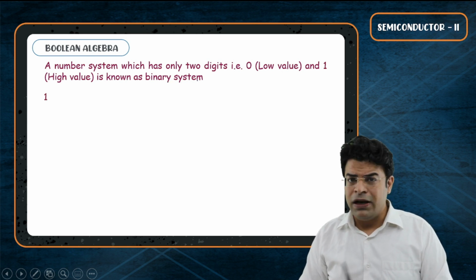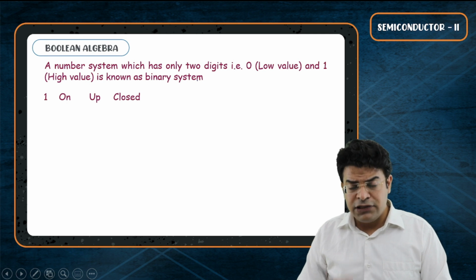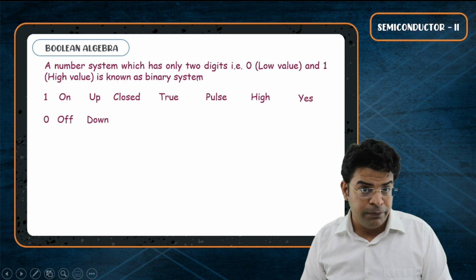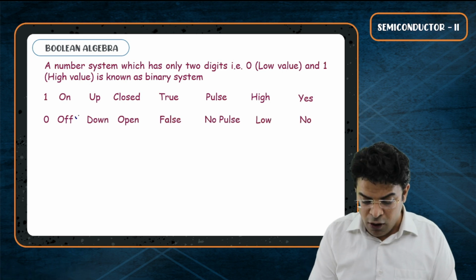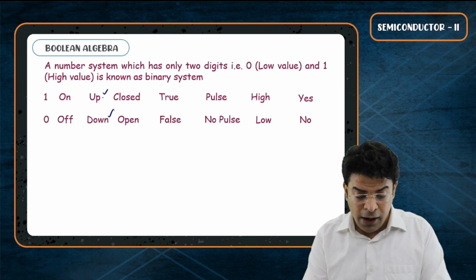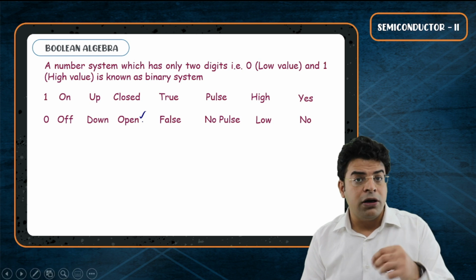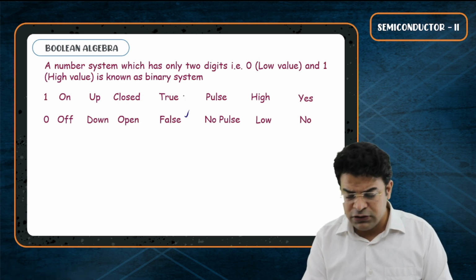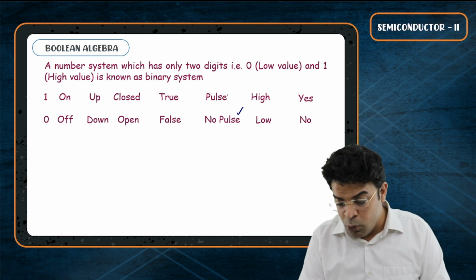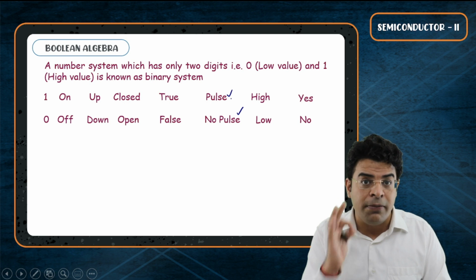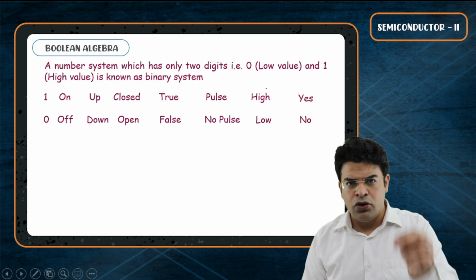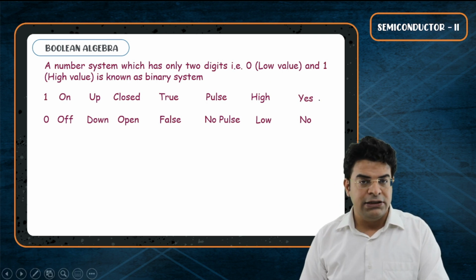Now here 1 can represent many things, as well as 0 can represent many opposite things to that represented by 1. For example, if 0 represents off, then 1 represents on. If 0 represents down, then 1 represents up. If 0 represents open, then 1 represents closed. If 0 represents false, 1 represents true. If 0 represents no pulse, that is no signal coming in, then 1 represents that there is a pulse, there is a signal coming in. If 0 represents low potential, then 1 represents high potential. If 0 means no, then 1 means yes.